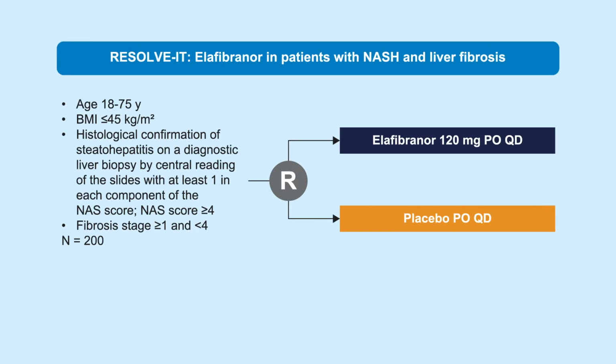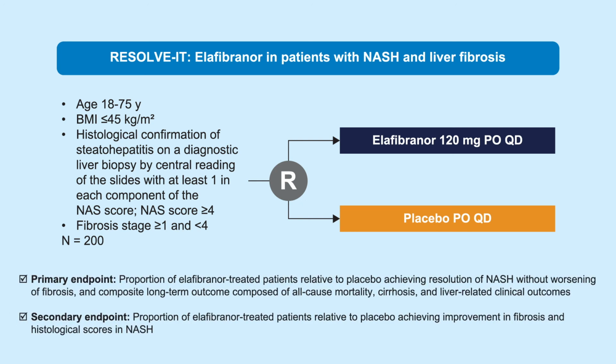Elafibranor is hypothesized to lead to resolution of NASH, and thereby that is the primary endpoint for the phase 3 trial with elafibranor. The trial is called the RESOLVE-IT trial. It's an international ongoing phase 3 trial in which patients are being randomized to elafibranor 120 milligram orally daily versus placebo. The primary endpoint of that trial is the proportion of elafibranor-treated patients relative to placebo achieving resolution of NASH without worsening of fibrosis, and a composite long-term outcome composed of all-cause mortality, cirrhosis, and liver-related clinical outcomes.